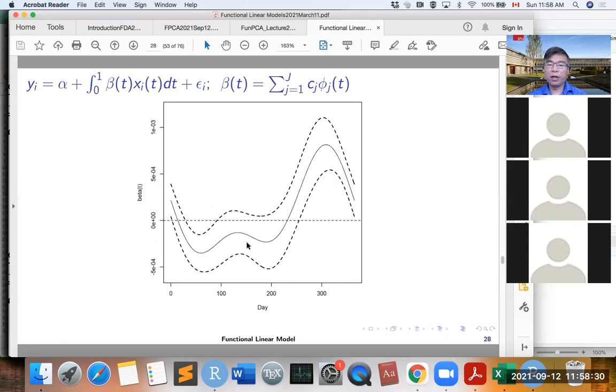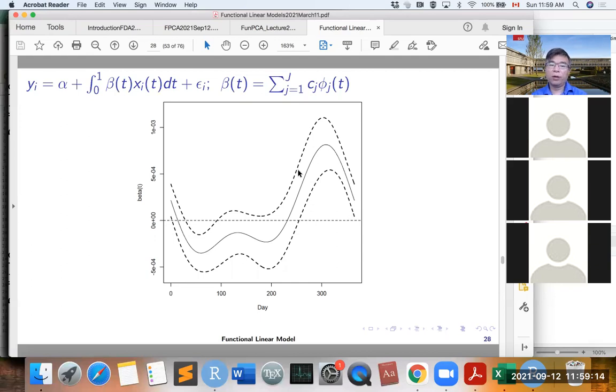So then we can come up with the confidence intervals for beta t. The dashed lines are the confidence intervals for beta t. You can see here that for most time points, the confidence intervals cover 0, which means they are not significant. Beta t only becomes significantly positive after around day 240 or 250. So it's after August, from September to the winter.